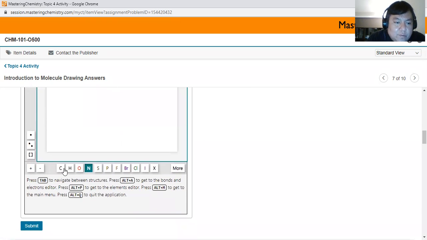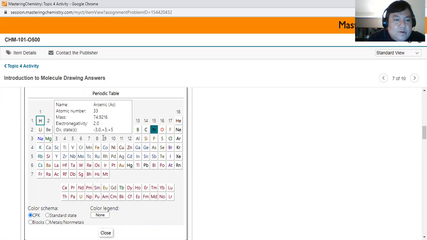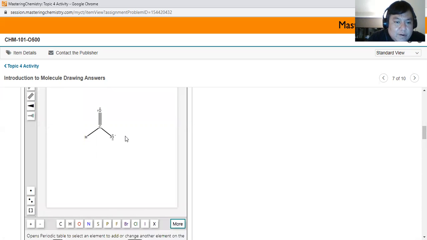Come down, and so we have carbon, hydrogen, oxygen, nitrogen, sulfur, phosphorus, fluorine, bromine, chlorine, iodine, and then just general, but we want more. So we are going to come to the periodic table. Sodium is all the way over here, in our first group in our third period. So sodium right here, we click sodium. We click close, and then we're just going to click right here in the middle.